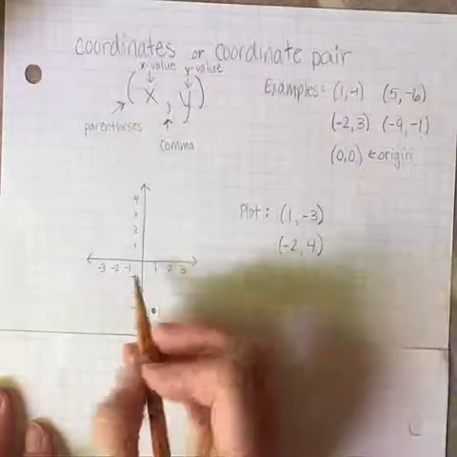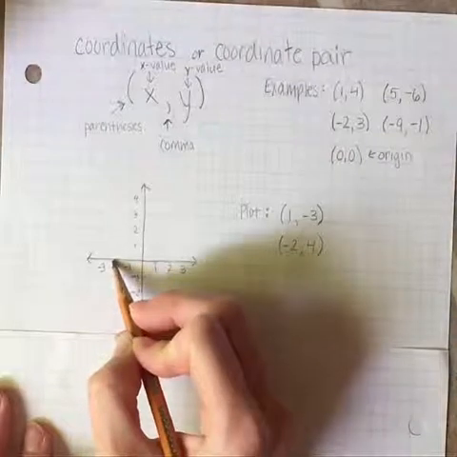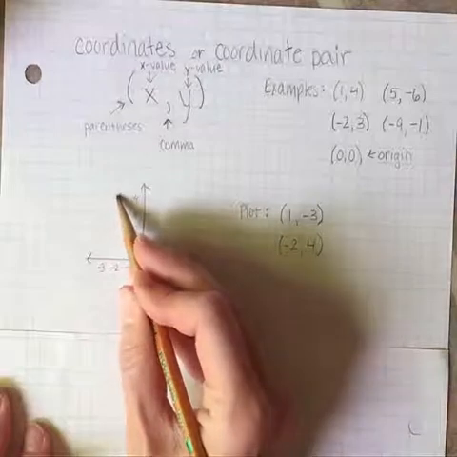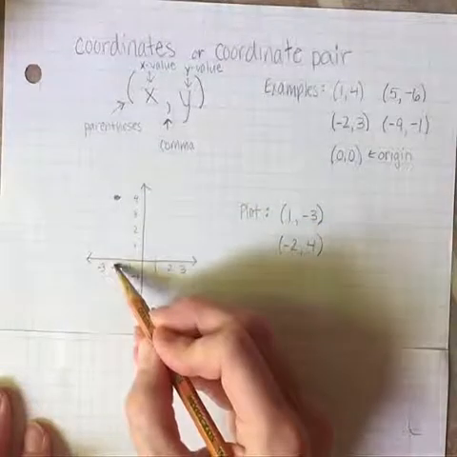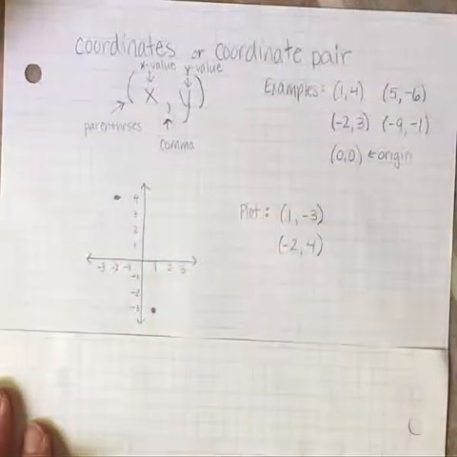-2, 4 would be -2 on the x-axis and +4 on the y-axis. 1, 2, 3, 4. There's the 4. So -2 on the x-axis, +4 on the y-axis.